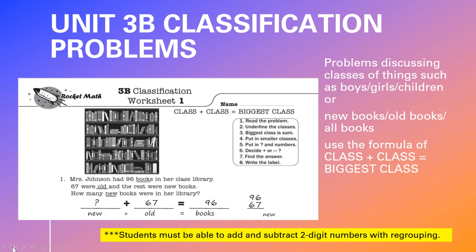Once the problem is understood and correctly laid out, the final steps are always the same. Students write the two known numbers at the right of the problem, decide whether to add or subtract, find the answer, and affix the label. Reminder, students are expected to be able to add and subtract two-digit numbers with regrouping to solve these word problems.